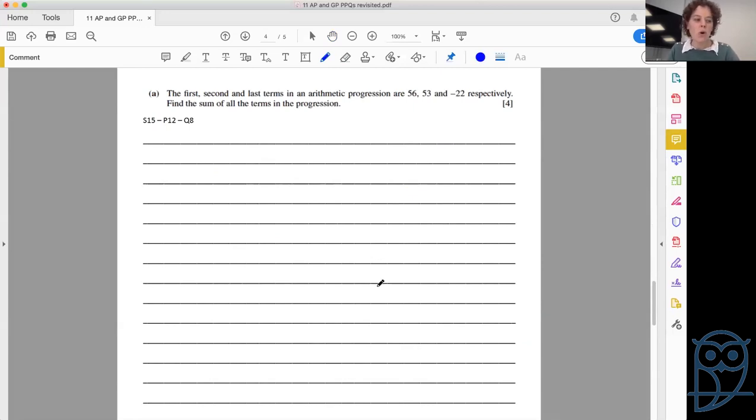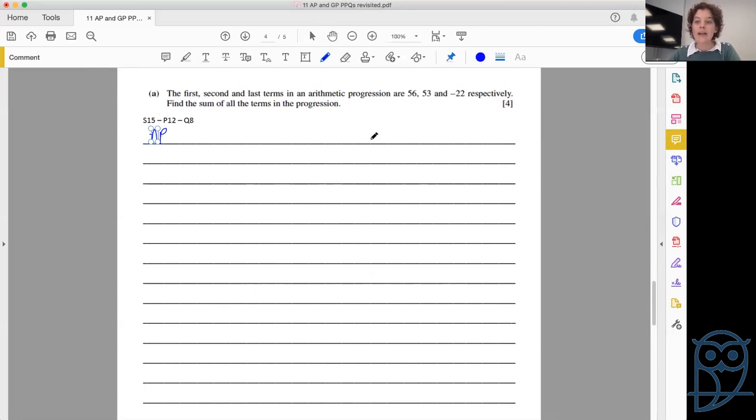So this is a more classical AP-GP question. Okay, so time to take a breath. So, first, second, and last terms in an AP are 56, 53, and minus 22. Find the sum of all the terms.